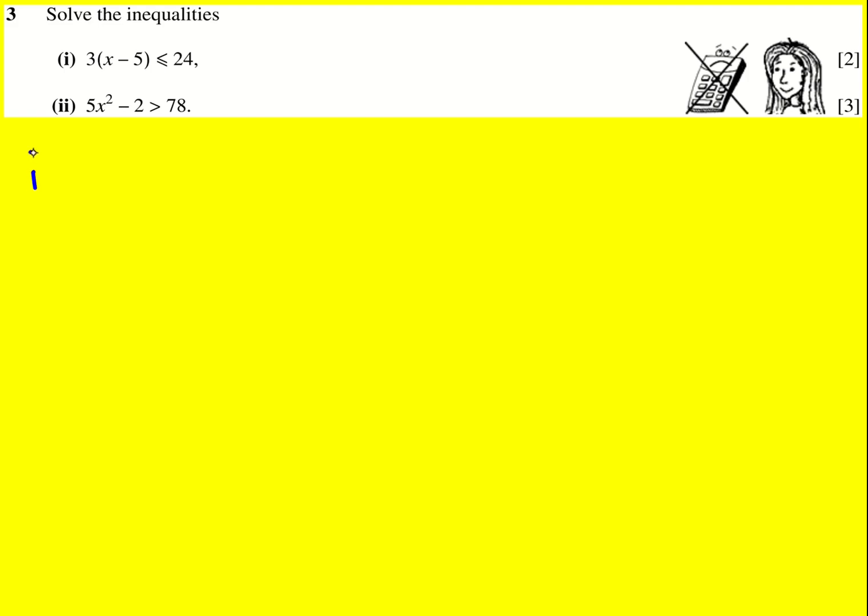Hey, we've got some inequalities to solve. The first one is a linear inequality. There's no x squared term or anything. So let's try and solve it. First of all, actually there's two ways you could do this. Let's do it the first way.